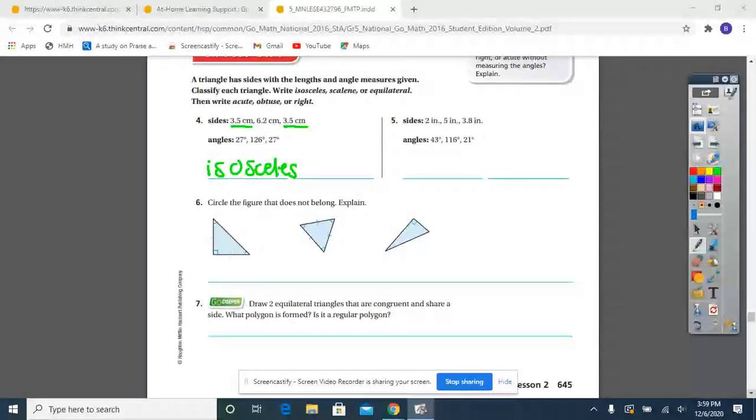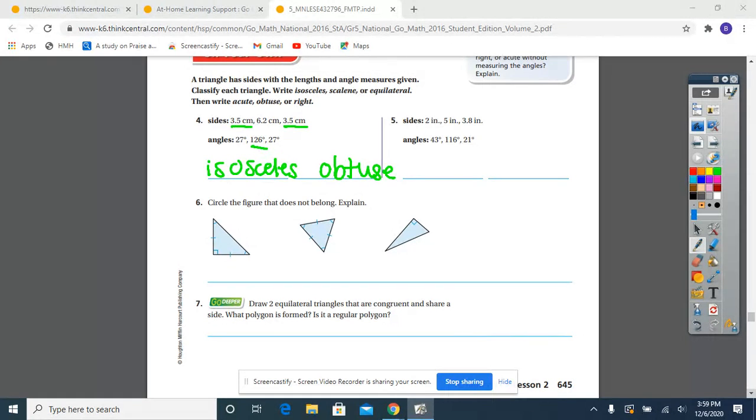So ask yourself, is one of those angles 90 degrees? No. So right triangle is ruled out. Is one of those angles an obtuse angle, which is greater than 90 degrees? Yes. 126 is greater than 90. So that automatically makes that triangle an obtuse triangle. All it has to have is one angle above 90 degrees.